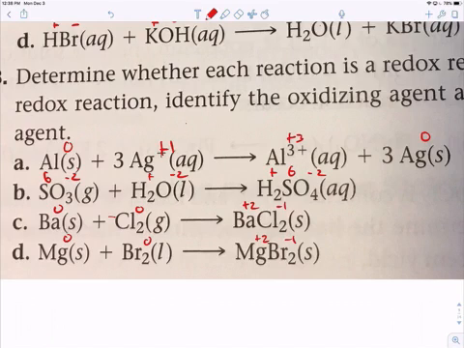And B is not. Actually, no, it's backwards. Aluminum is the reducing agent, silver is the oxidizing agent. Yes, because aluminum is losing electrons, silver is gaining. Aluminum is reducing.